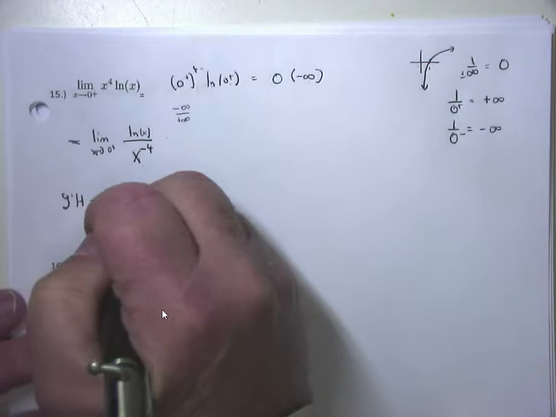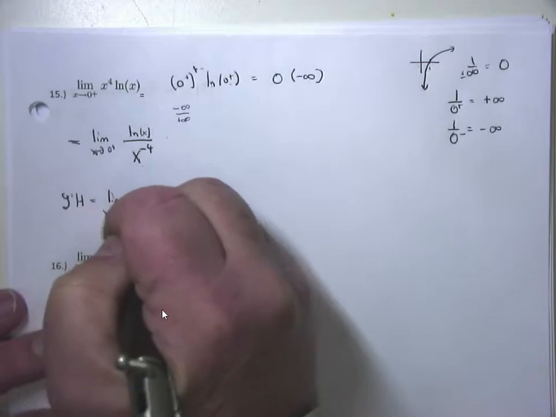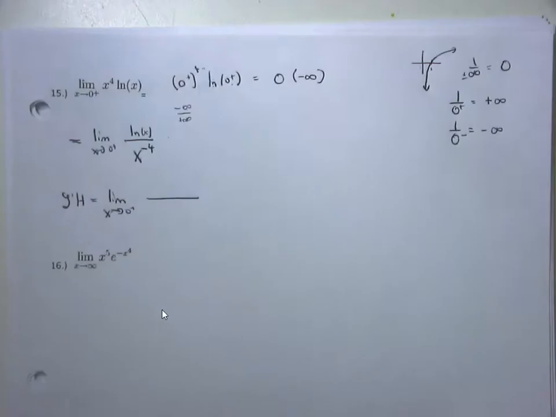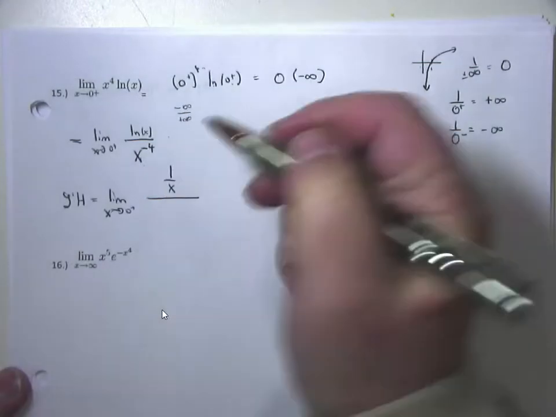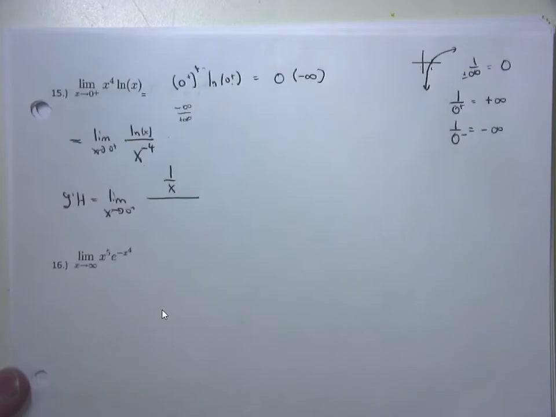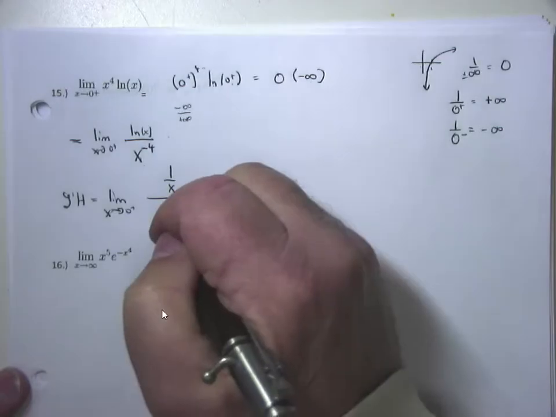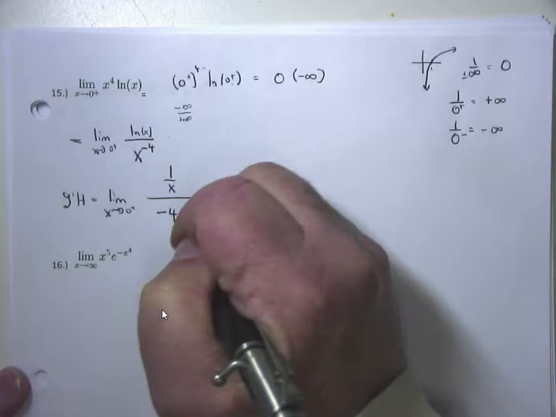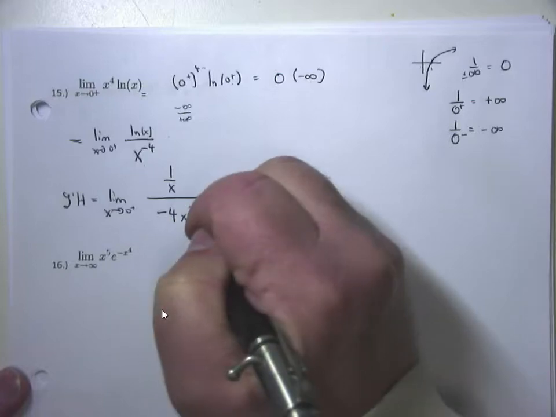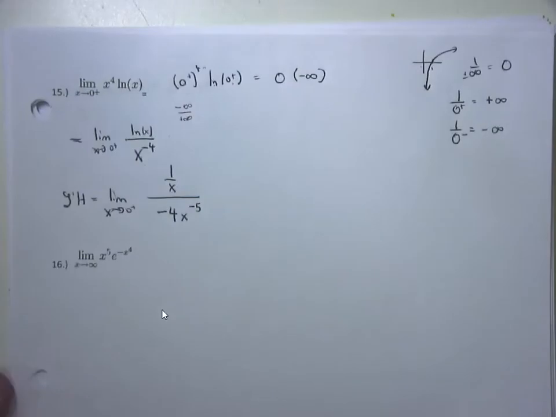L'Hopital's rule. This will be equal to the limit as x approaches 0 on the plus side of the derivative of the numerator divided by the derivative of the denominator. What's the derivative of natural log of x? 1 over x, things we have memorized. What is the derivative of x to the negative 4th? Bring it down front. Negative 4x to the negative 5. Does that make sense?